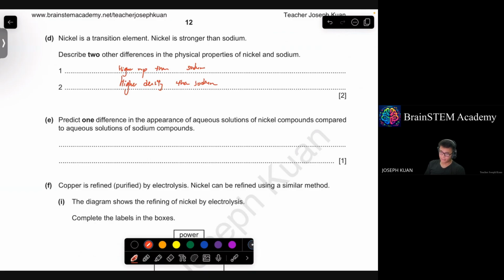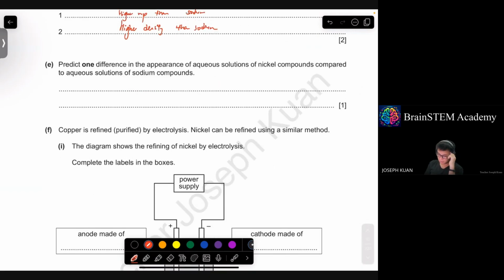All right, moving on to the next question. Predict one difference in the appearance of aqueous solutions of nickel compounds compared to aqueous solutions of sodium compounds. As we know, nickel is a transition element, which means that the solutions of nickel compounds should be colored. Right, transition elements form colored compounds or colored ions.